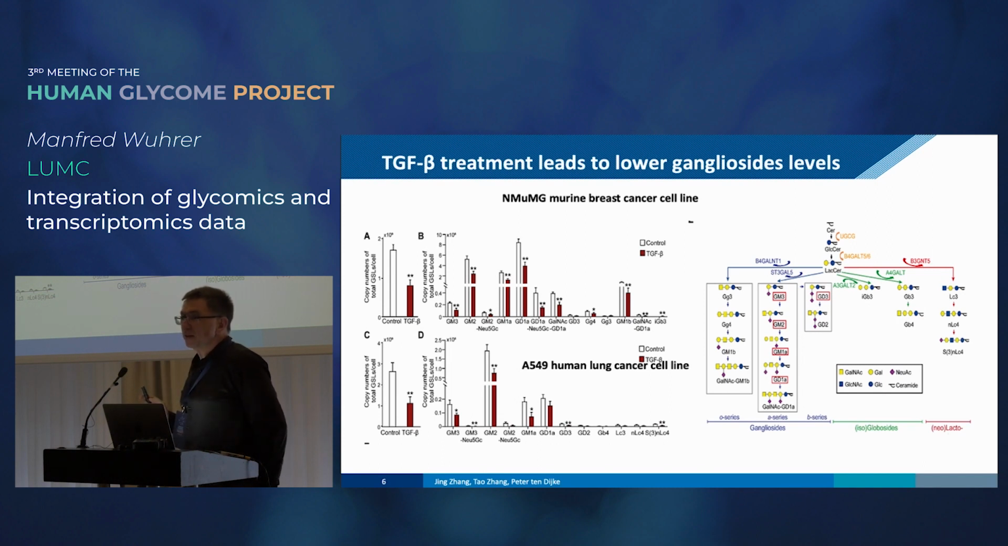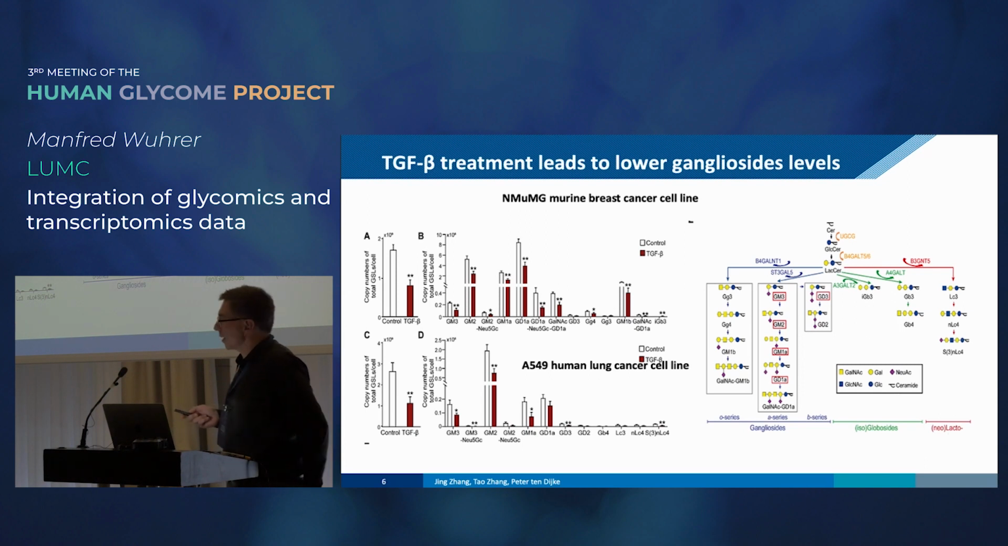at all. But luckily, we included an internal standard for quantification, and that allowed us to conclude that actually all of these glycosphingolipids were going down, all these A-series gangliosides were going down upon TGF-beta treatment. We saw that both for the murine cell line and for the human lung cancer cell line, a decrease of the expression of glycosphingolipids.